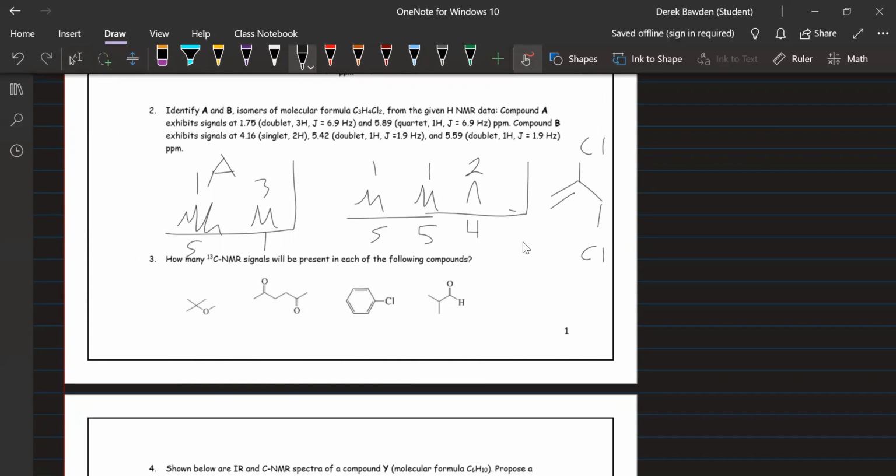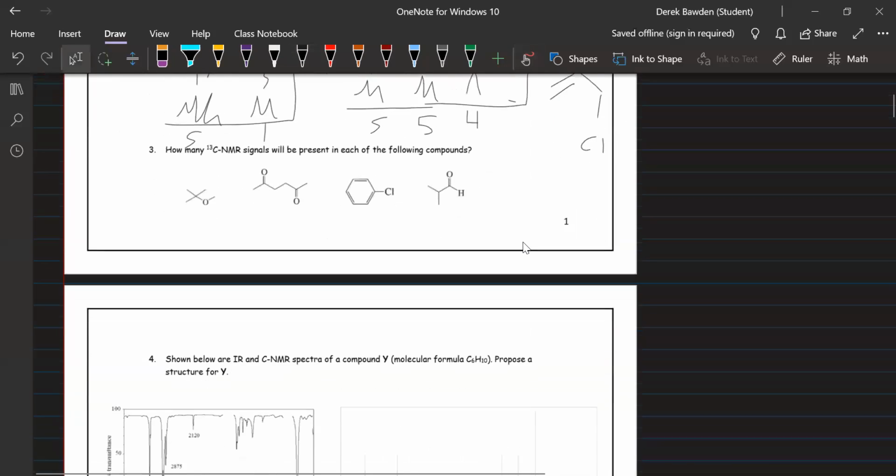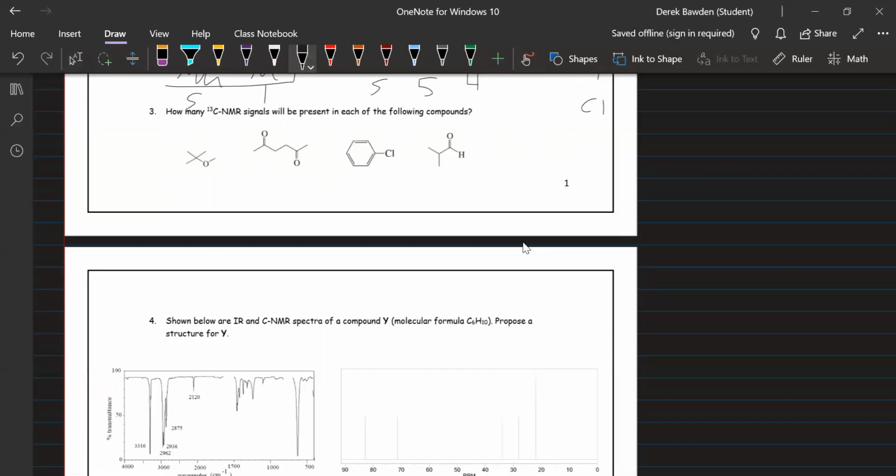How many CNMR signals will be present in each of the following compounds? Has he gone over CNMR yet? Kind of. Yeah. I know it's tough. Summer classes, it doesn't feel like it, but technically he mentioned it for a second. How many CNMR signals will be present in each of the following compounds?